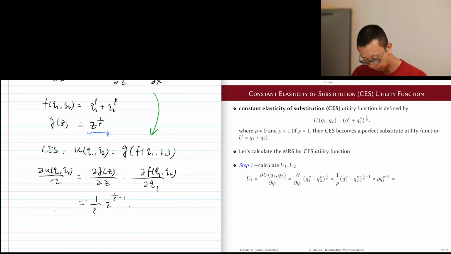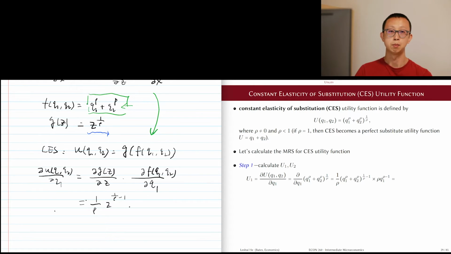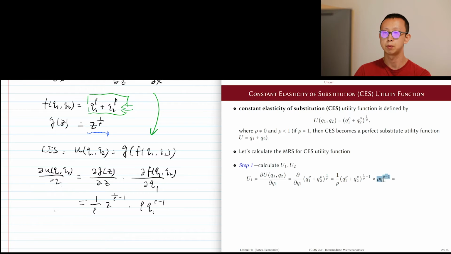Well, that is just working with this expression down here. We're going to take the derivative of this expression with respect to q1. And because this expression is a sum between q1 and q2, where q2 is treated as a constant, the constant part that is added to it is just going to drop out. What we're left with is effectively only q1 to the power of rho. So the derivative of f, which is this part, with respect to q1, is simply going to be rho times q1 to the power of rho minus 1, which is our second part of this expression here.